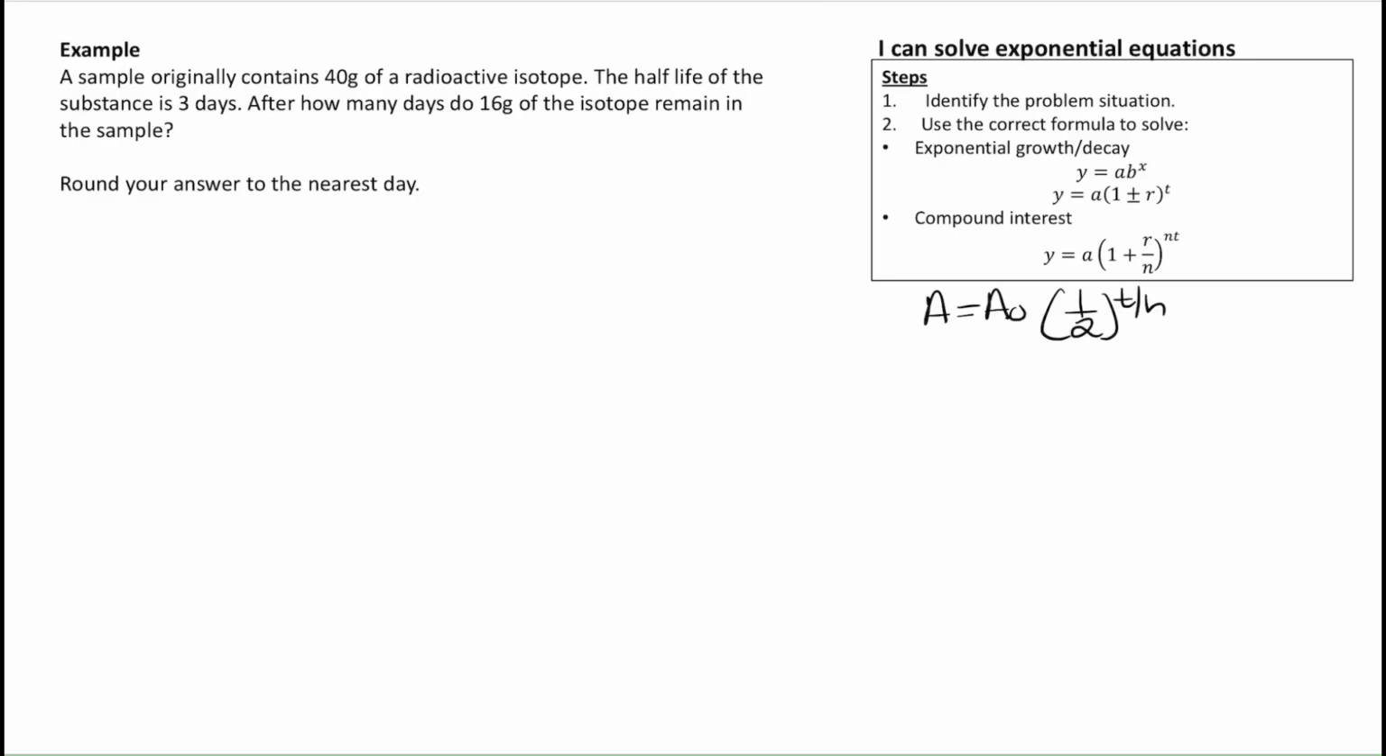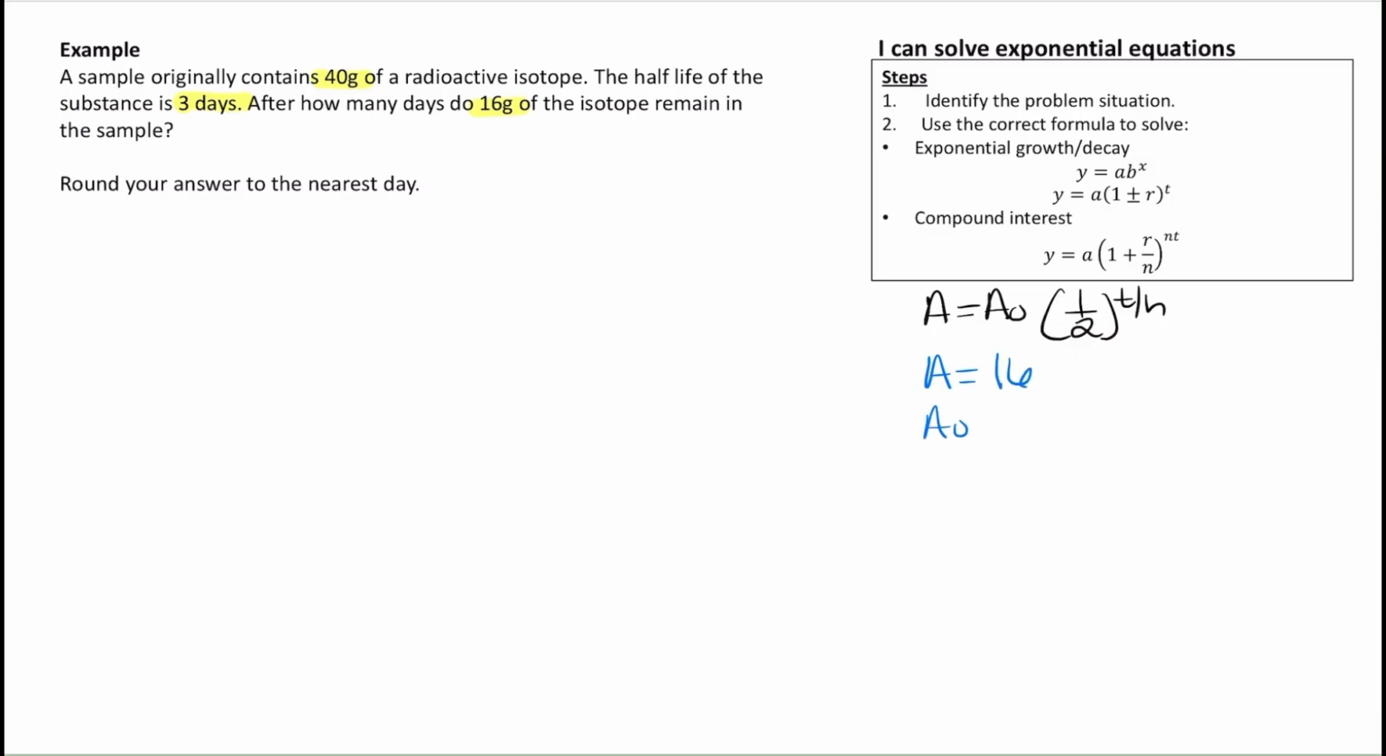It says the sample originally contains 40 grams of a radioactive isotope. The half-life of the substance is 3 days. After how many days do 16 grams of the isotope remain in the sample? So when we're talking about radioactive decay, we want to use this formula A equals A naught times 1/2 to the T over H. A is going to be the final value. So here we want to know how long it takes to end up with 16 grams.